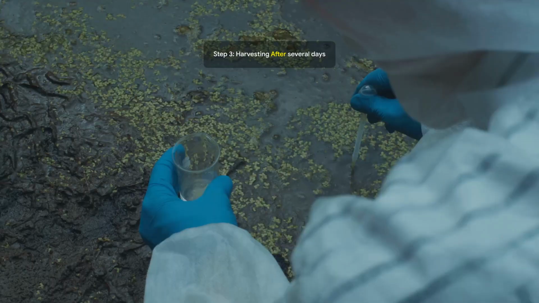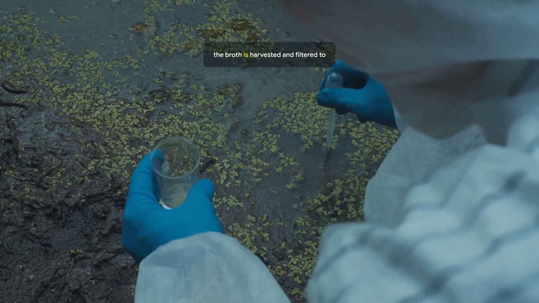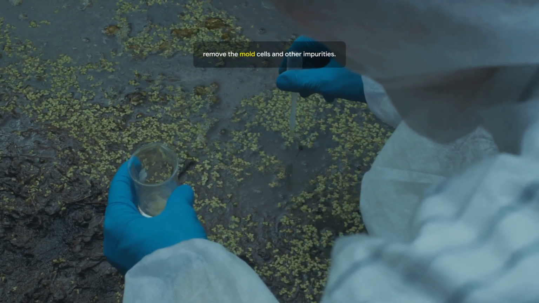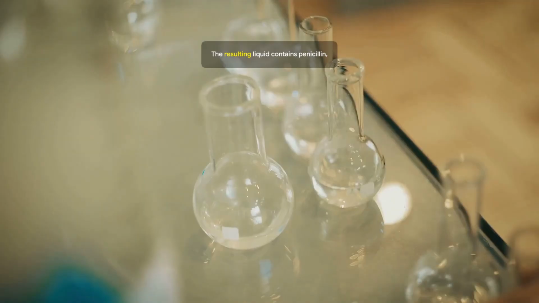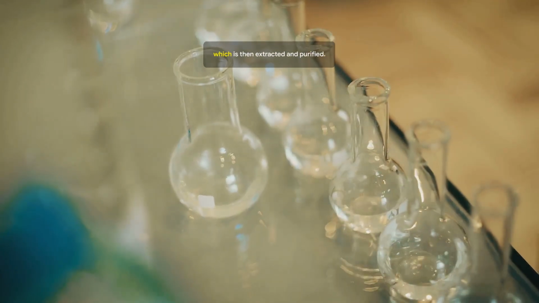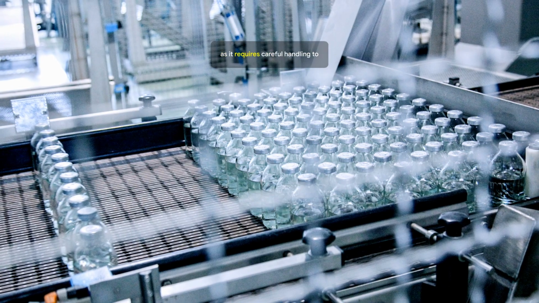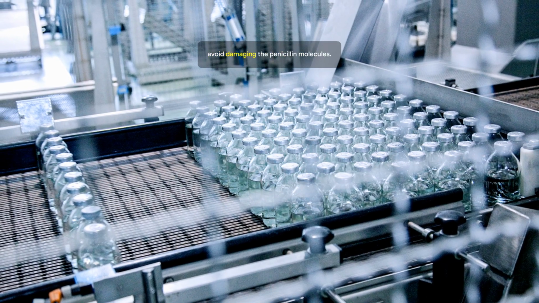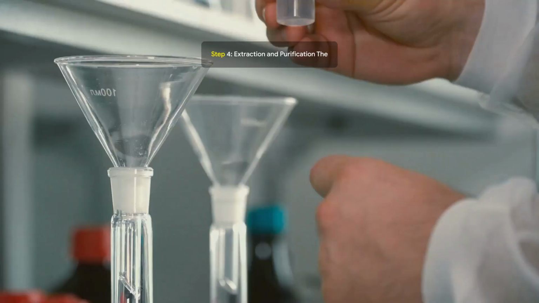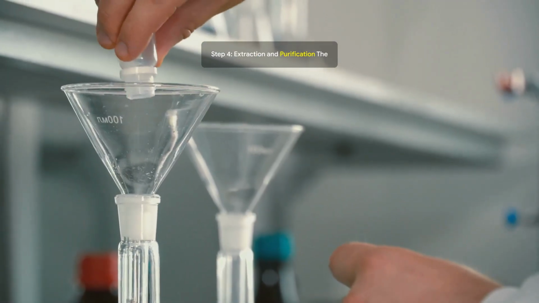Step 3. Harvesting. After several days of fermentation, the broth is harvested and filtered to remove the mold cells and other impurities. The resulting liquid contains penicillin, which is then extracted and purified. The harvesting process is critical, as it requires careful handling to avoid damaging the penicillin molecules. Step 4. Extraction and purification.